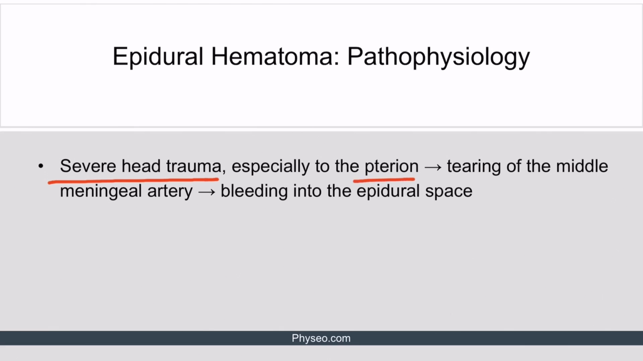The pterion is the suture where several skull bones come together, and it is a weak point in the skull. We see an illustration of this in a moment. The trauma causes tearing of the middle meningeal artery, which leads to bleeding into the epidural space.